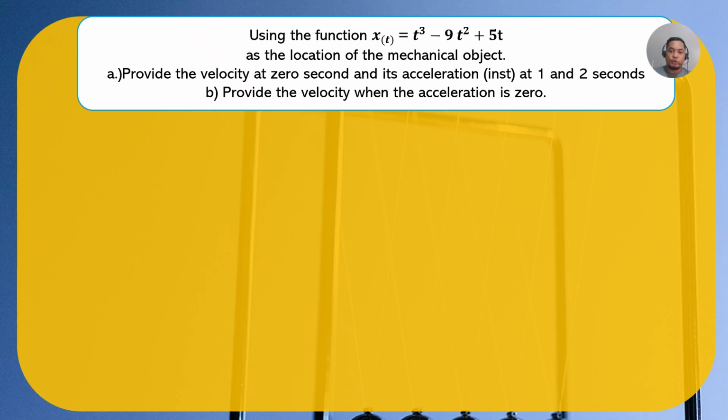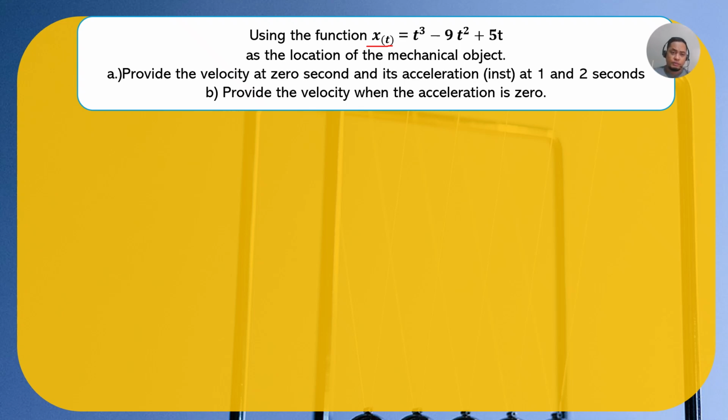If that's so, we need to get the derivative of the position function in order for us to have the velocity function, because the derivative of your position function is our velocity function, or our v of t. And then if you get the derivative of your velocity function, that's the acceleration function. That's the time that you will substitute the time, and you will get the instantaneous acceleration.